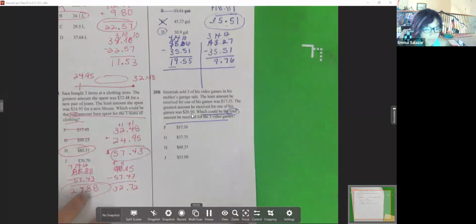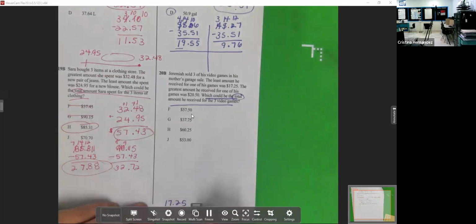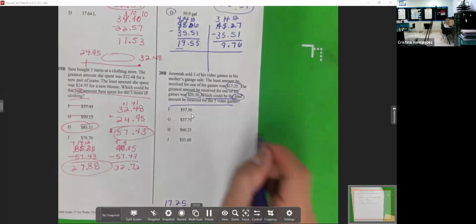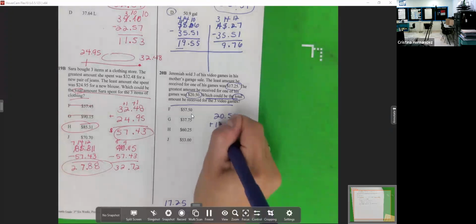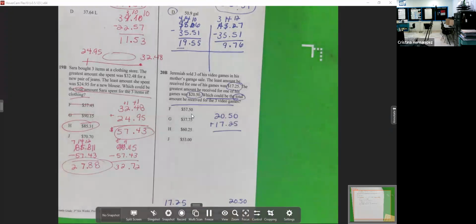We are going to make our line with 17.25 and 20.50. And then it's going to be somewhere between that. And then we're going to add both of the numbers. 20.50 plus 17.25. What do we get? I'm just writing it down.